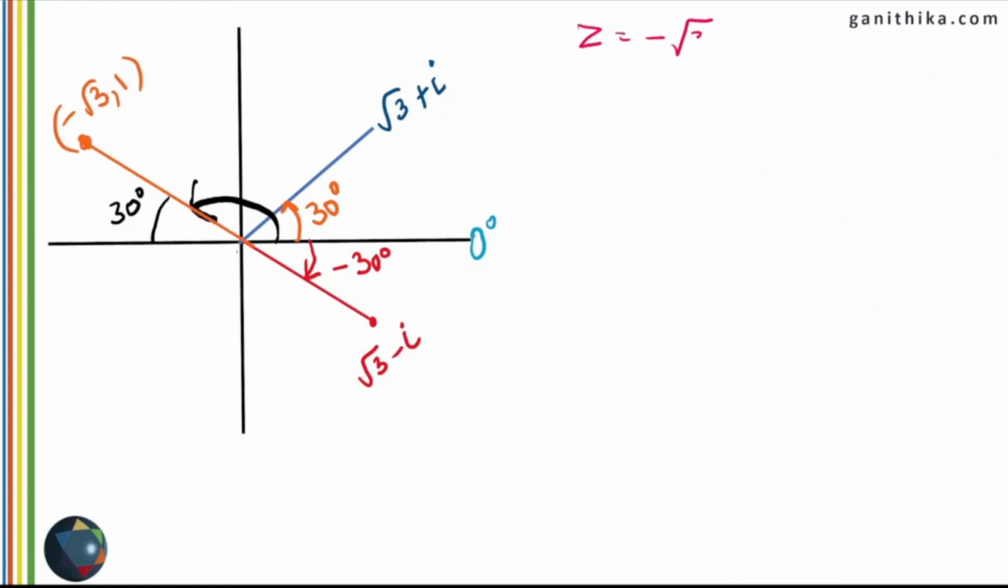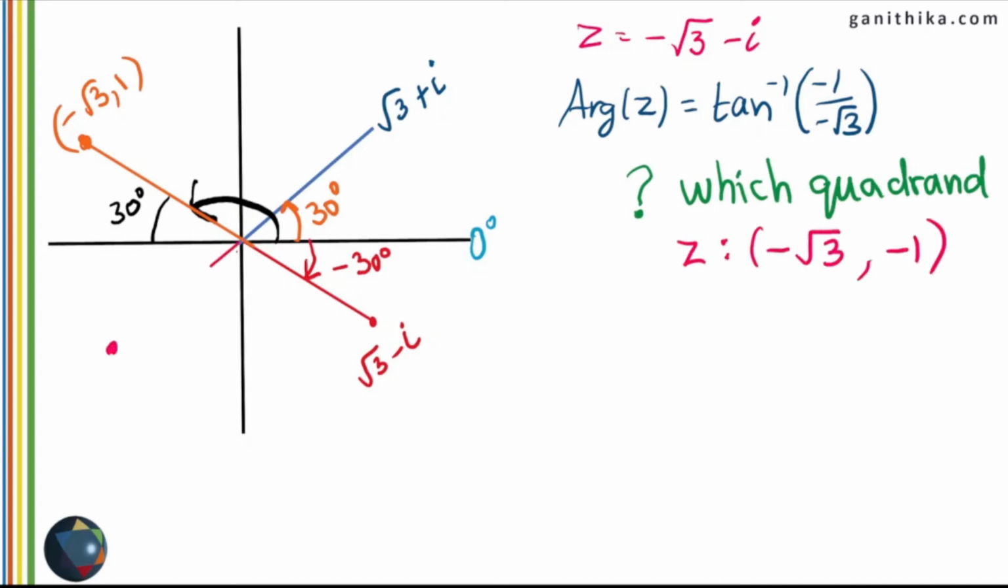Consider this example, minus square root of 3 minus i. The argument of z looks like tan inverse of minus 1 over minus root 3, which is the same as tan inverse of 1 over root 3, and you will be tempted to write this as positive 30 degrees, which is not correct because this is not the complex number square root of 3 plus i. This is the complex number minus root 3 minus i, which is going to be in the quadrant here, minus square root of 3 comma minus 1, which is the third quadrant.